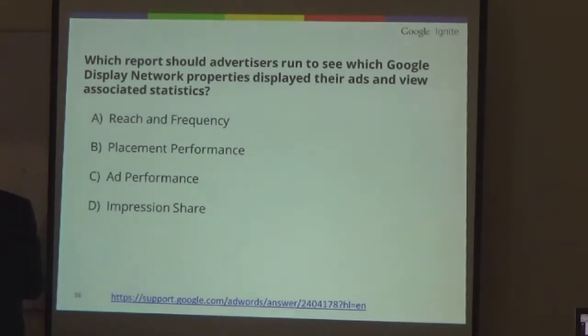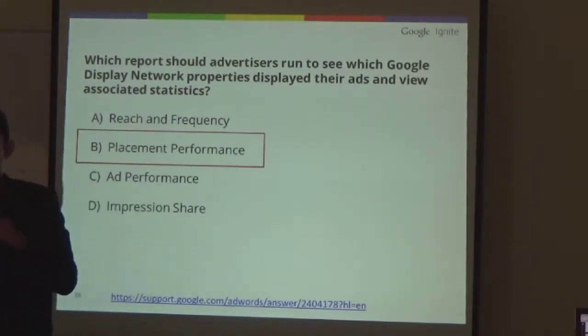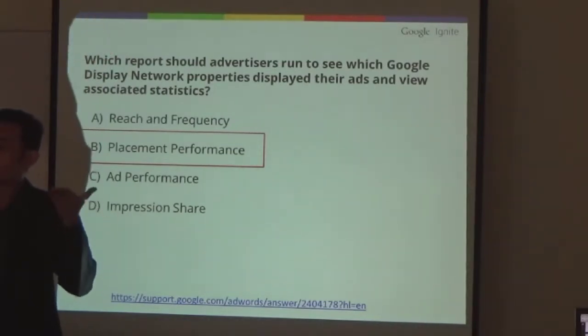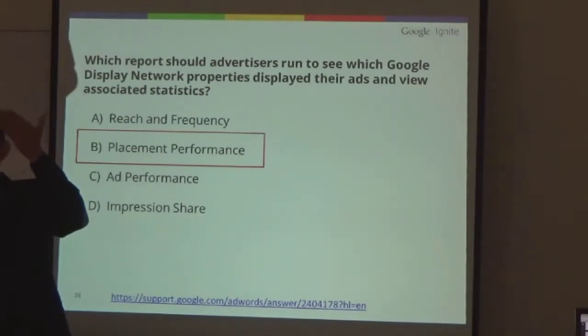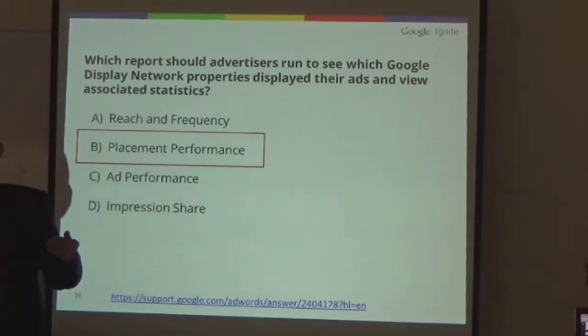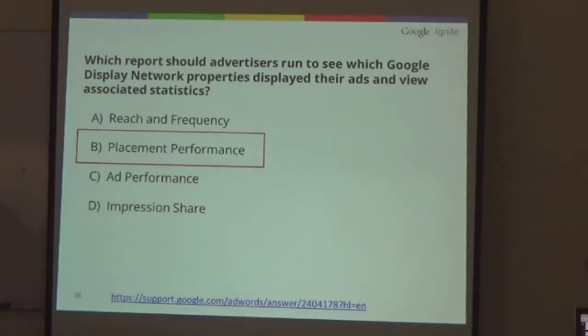A. Reach and frequency. Or B. Placement performance. Or C. Ad performance. Or D. Impression. If you want to view where Google or GDN shows your ads, which sites are being shown and all that stuff, you go and look into the placement performance report. That's where you can find out the list of sites where your ads are being shown.